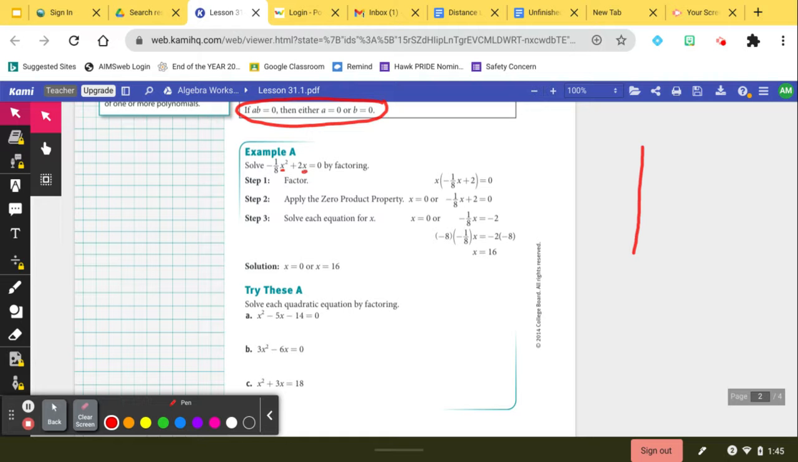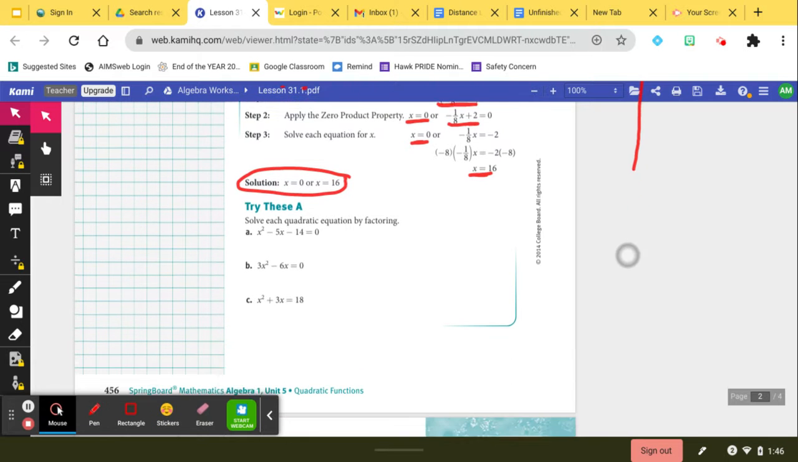So that means if these two things multiply together to be 0, either one of them needs to be 0. So either x needs to be 0 or negative 1/8 x plus 2 needs to be 0. Well, the first one, if x equals 0, that means that x equals 0 is one of my solutions. The other one, we would still need to solve for x. So we'd subtract 2 from both sides. And then we would divide by negative 1/8, but that's the same as multiplying by the reciprocal, so multiplying by negative 8. So then we also get the solution of x equals 16. So our solutions to that quadratic, like we saw in the graph, were x equaling 0 or x equaling 16.